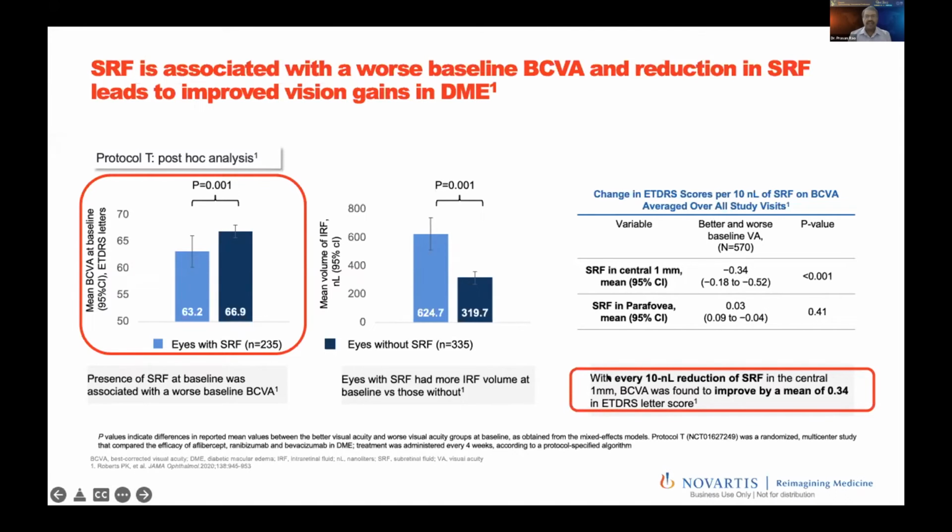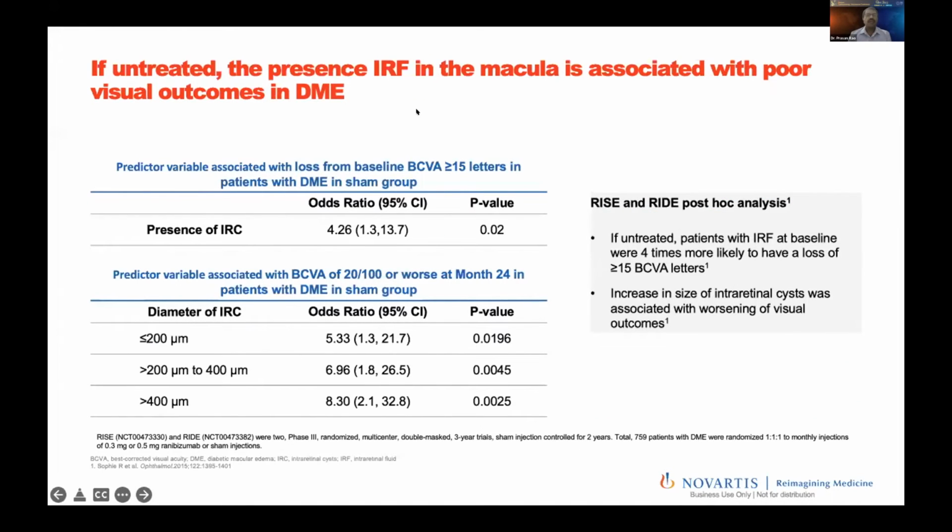With reduction, every 10 nanoliters of reduction of SRF is associated with an improvement of vision of about 0.3 letters on the ETDRS scale. And now let's look at intraretinal fluid. If untreated, the presence of intraretinal fluid in the macula is associated with poor visual outcome.